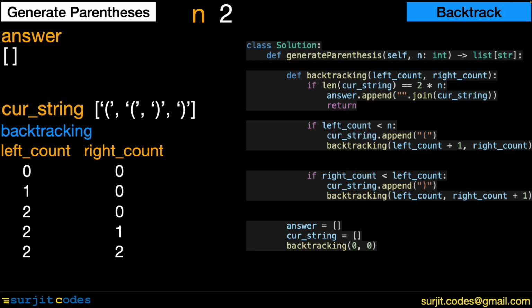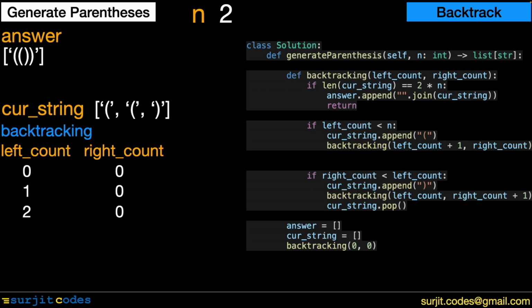This time we reach the edge case, so we join the entries in the current string and append it to answer, and the call ends. We pop out the last entry and the call ends. In this call also, we pop out once more and the call ends. This time we pop out the left parenthesis and reach the next if statement.